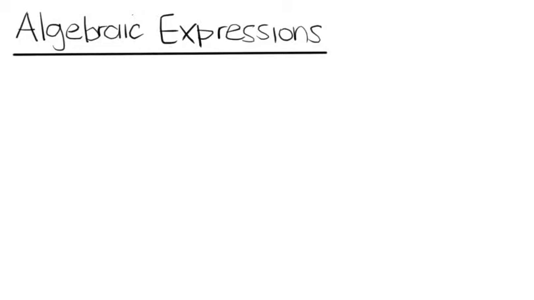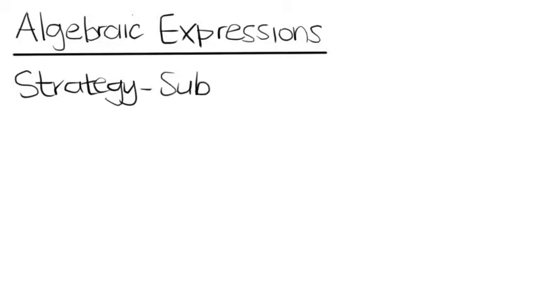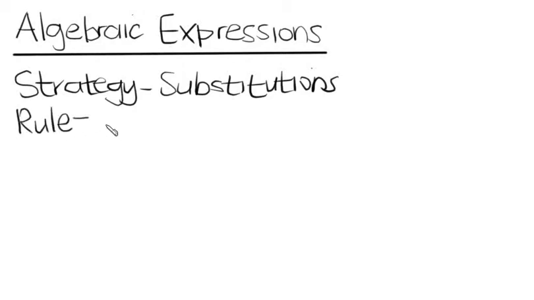Now, the strategy we're going to be using in this lesson will be substitution. We can think of substitution as replacing one thing with another, right? So I'm going to give you a certain rule when we do substitution. The rule will be, when substituting, always use brackets, okay? So that it doesn't become confusing, and that you also need to know when you need to multiply the two terms or the two values with one another.